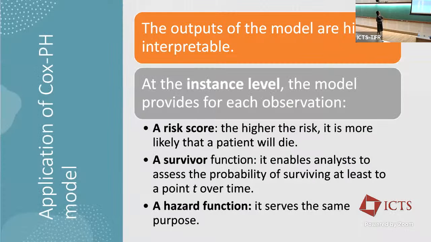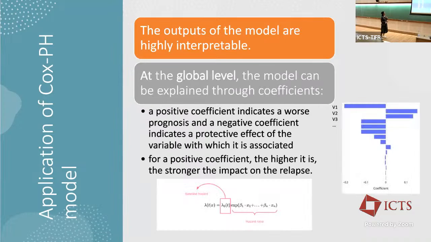Now, application of the Cox-PH model: the outputs of the model are highly interpretable. At the instance level, the model provides for each observation a risk score. The higher the risk, the more likely it is that the patient will die. It also provides a survivor function, which enables analysts to assess the probability of surviving at least to a point over time, and the hazard function.